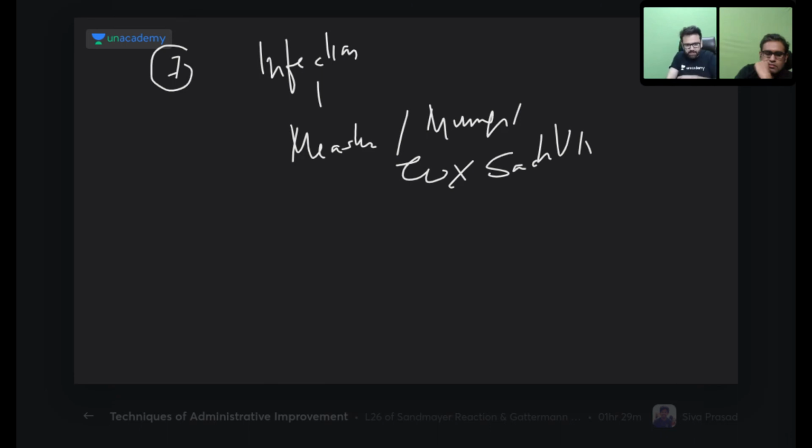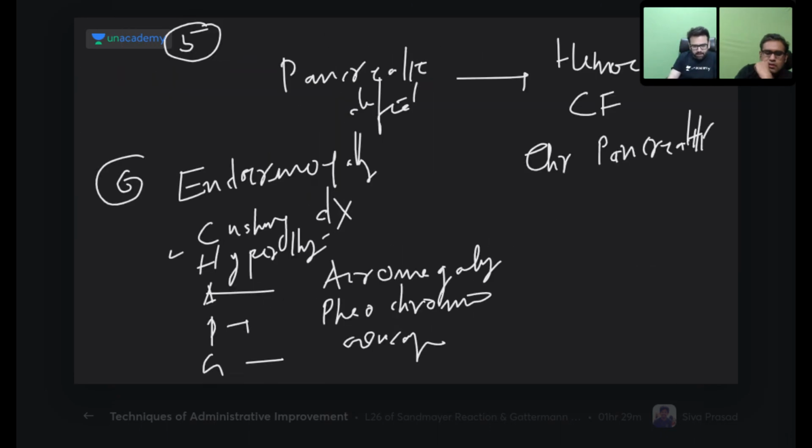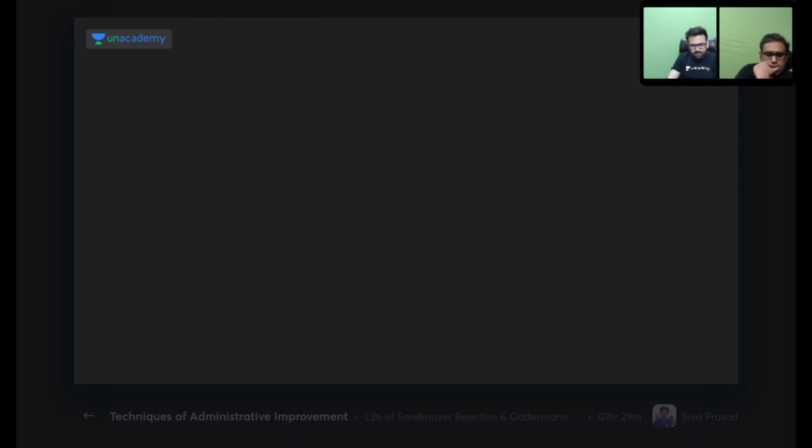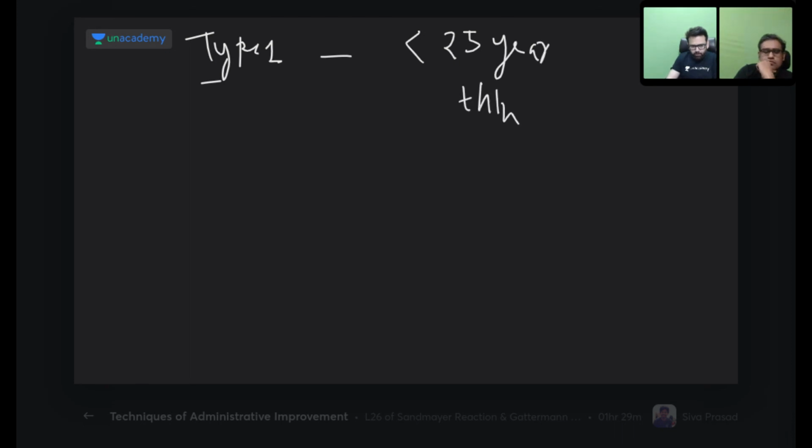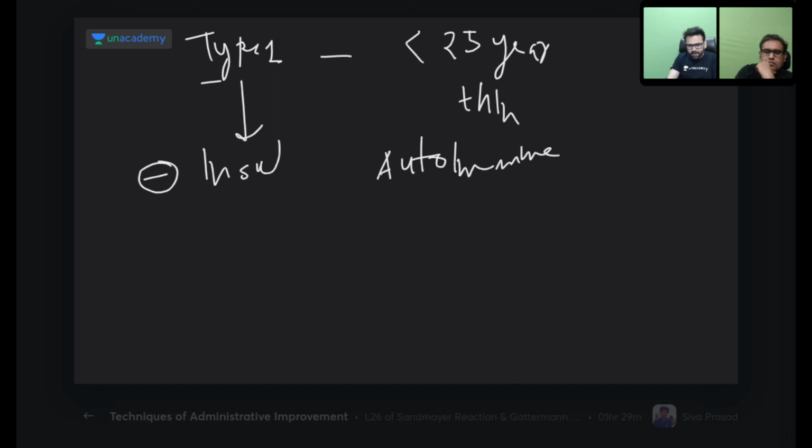Type 1, everyone knows, is basically in the young. Type 1 is basically in patients less than 25 years, a young patient, not an old patient. It is in the thin patient, not obese. And the most important thing is it is autoimmune, and there is absolute deficiency of insulin. Okay. That is why it can cause what?